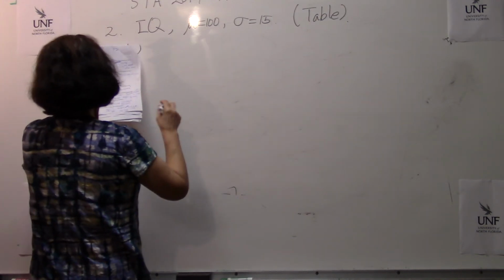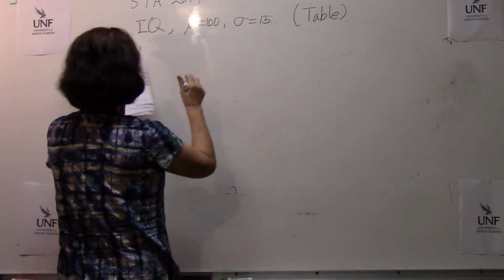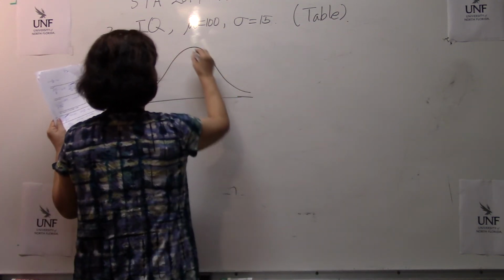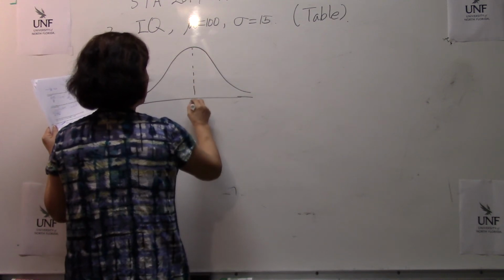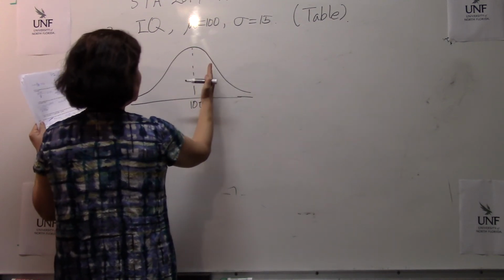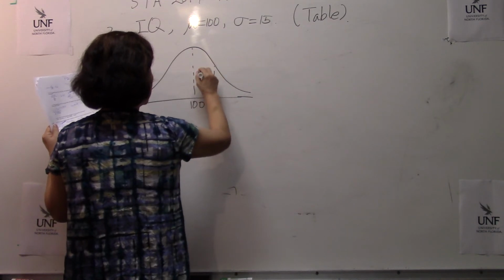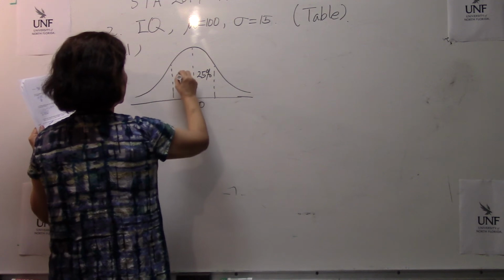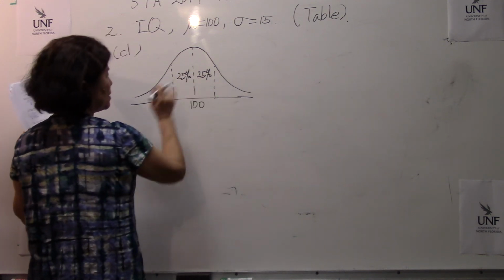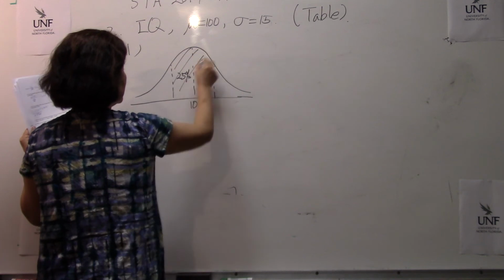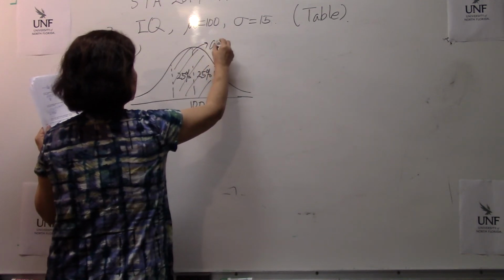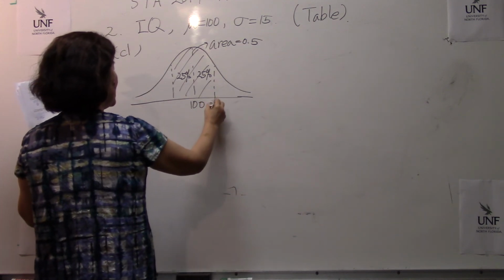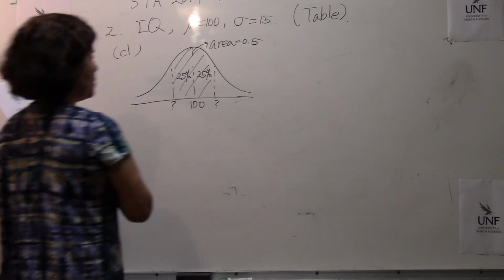What range of IQ scores make up the middle 50% of the population? Okay, middle 50%. So here is IQ 100. 50%, so to the right, 25%. To the left, another 25%. Make up middle of 50%. So this is the area. This area is 0.5, and we need to find IQ scores in both ends.